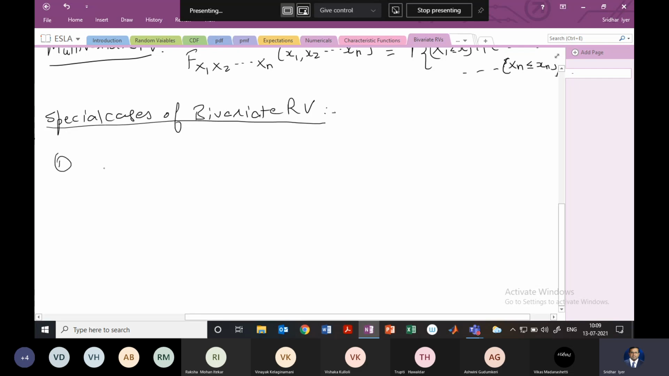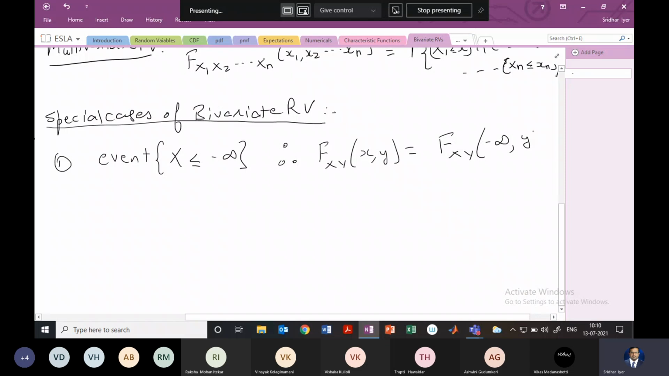So for the special case, the first one, if we have the event X less than or equal to minus infinity, this is an impossible event, because there is nothing less than negative infinity. So if we have an event like this, what is going to happen is Fxy of x comma y will become Fxy of minus infinity comma y.